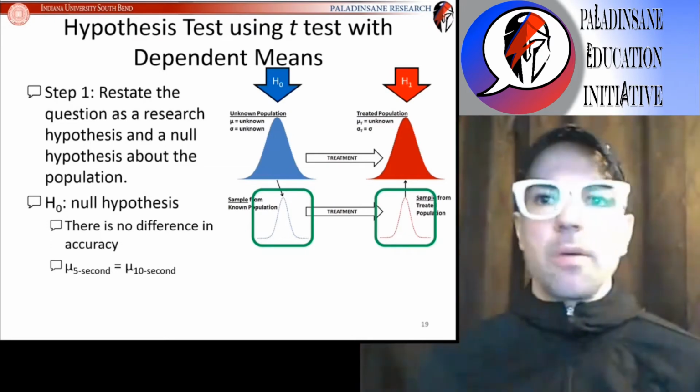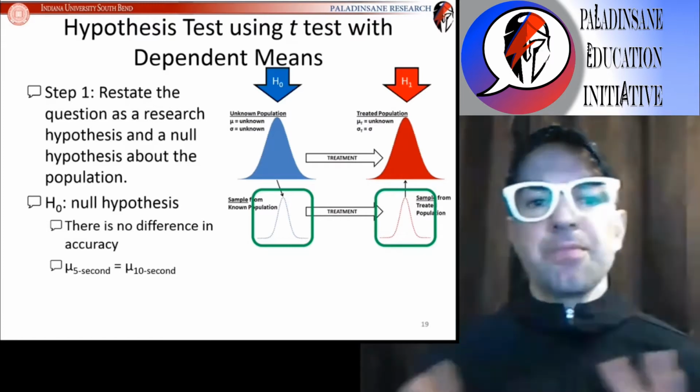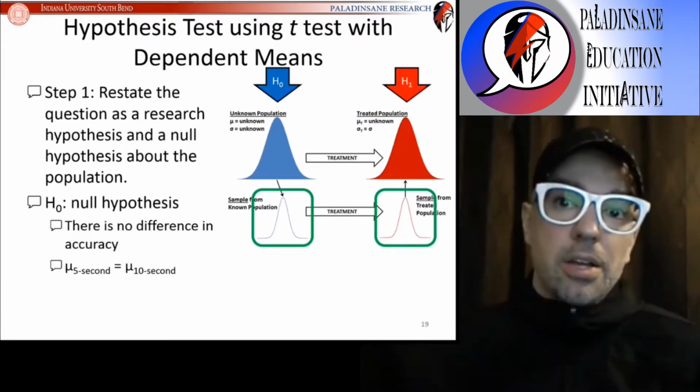And that's the same as what we've been doing before. Null hypothesis, the two population means are the same. Research hypothesis, in this case, two-tailed, the two population means are different.